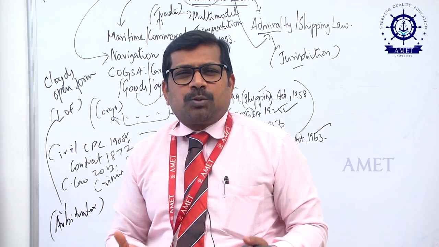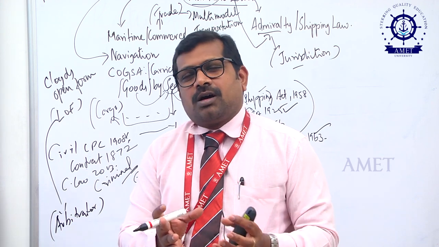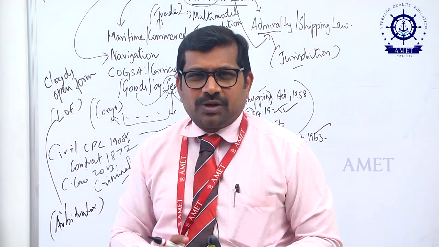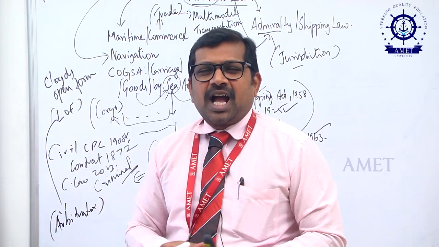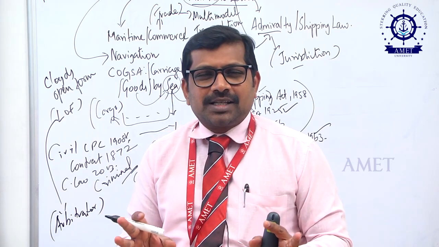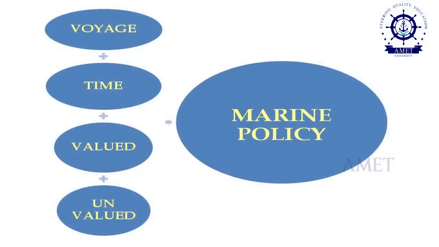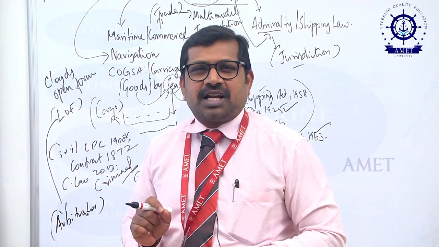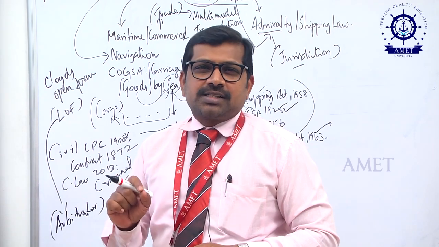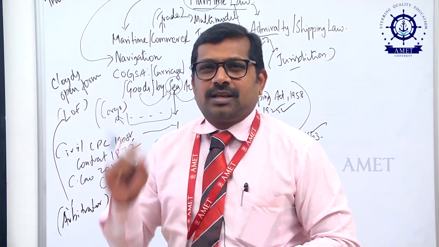The third one is valued policy. In a valued policy, both parties mutually agree on the value for damage or loss of goods. Unvalued policy means there is no such mutually agreed value or agreed sum between the parties; anything other than a valued policy is called an unvalued policy. So, these four types are the most important documents which can be concluded as evidence in the contract, which come under the Marine Insurance Act 1963.